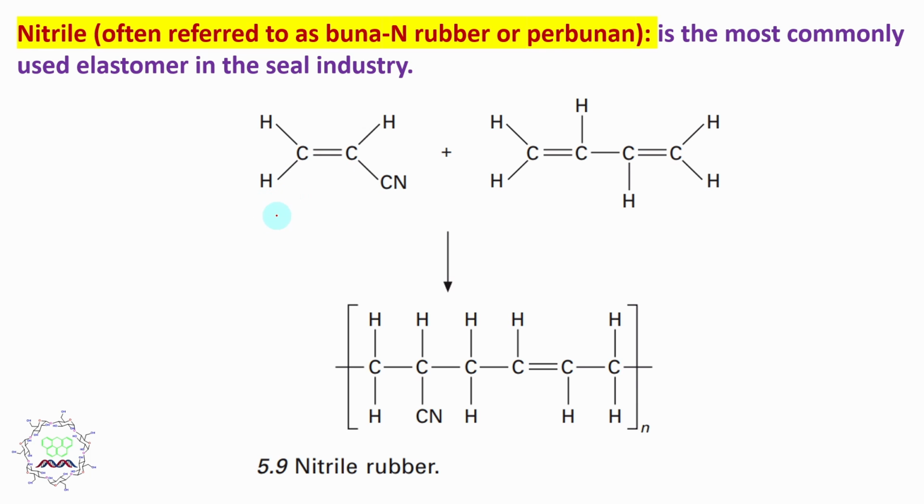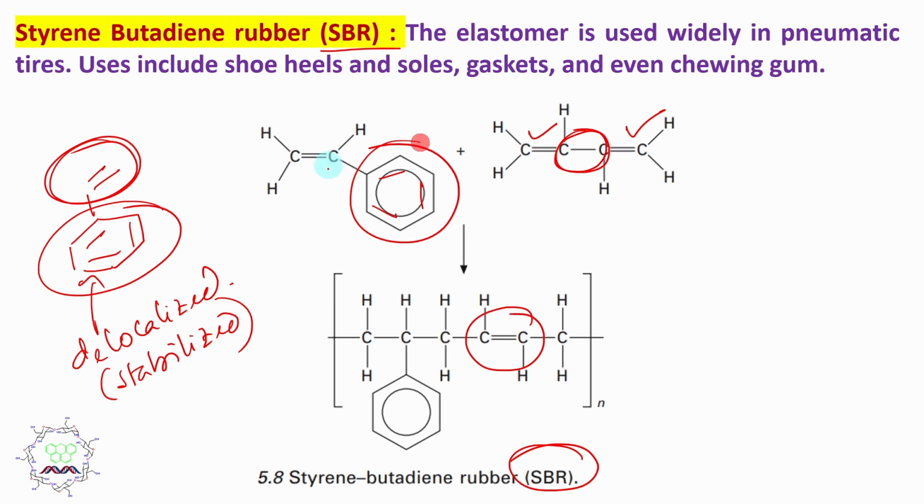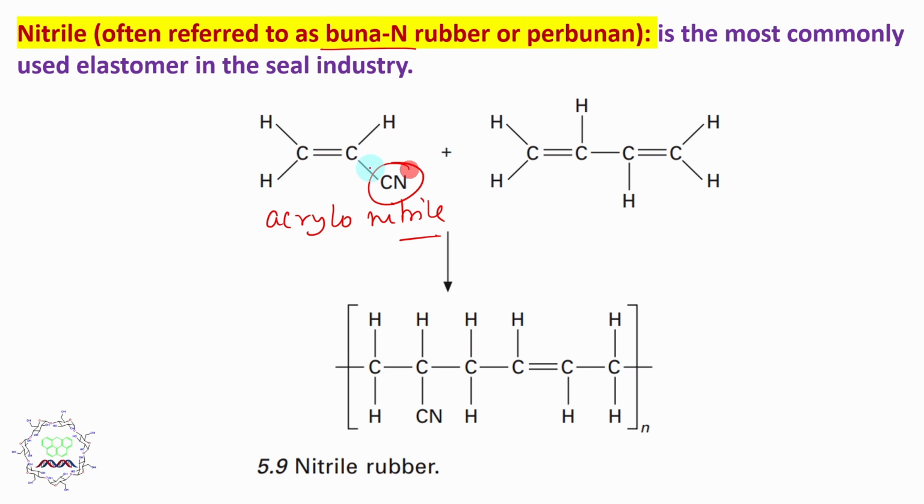By the way, if you look at this, this is acrylonitrile. Okay, it results in BUNA-N rubber. Similar, like recall that in their case previously it was Ph, right now it is CN. This is the only difference, everything else remains the same. Okay, so it's used in the seal industry.